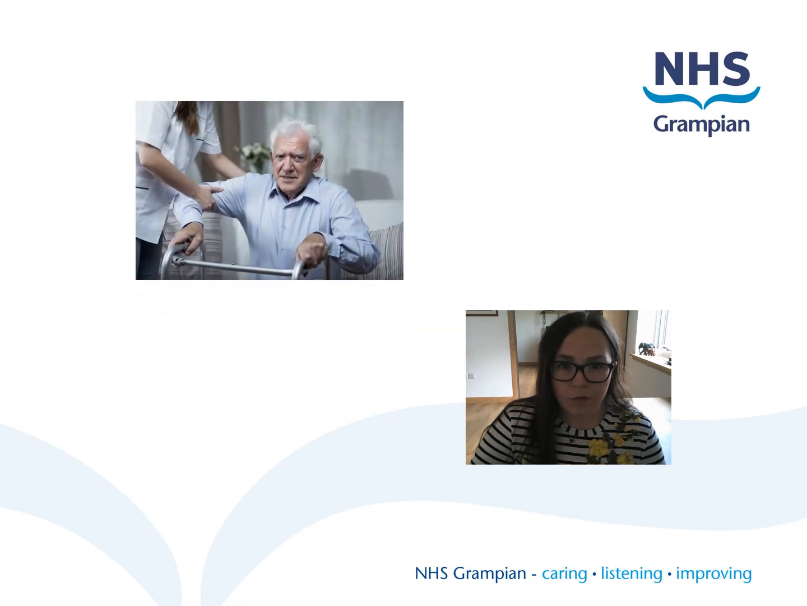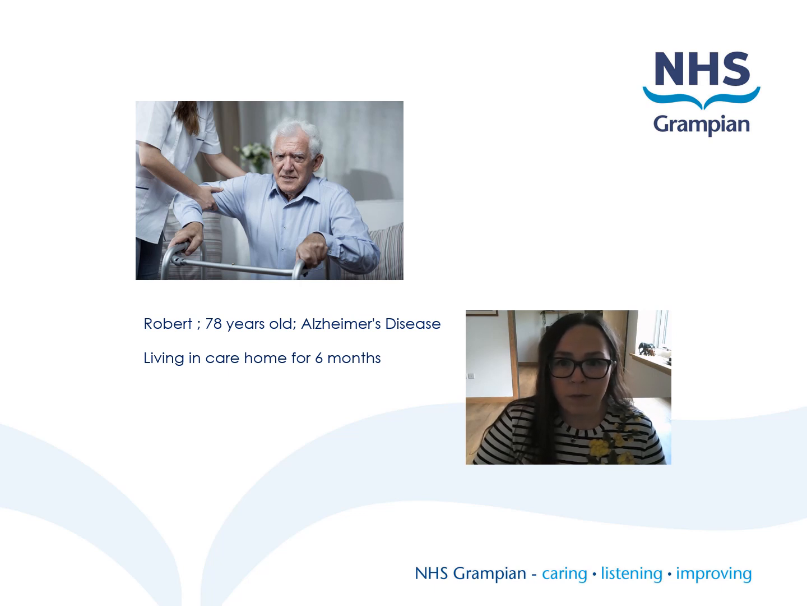This is an image of Robert. He is a 78-year-old gentleman and he's living with Alzheimer's disease. Robert lives in a local care home. He moved into the home approximately 6 months ago and has been quite unsettled since moving. Most mornings, Robert wakes up early and attempts to leave the care home.